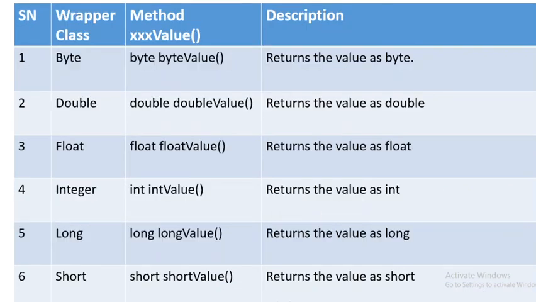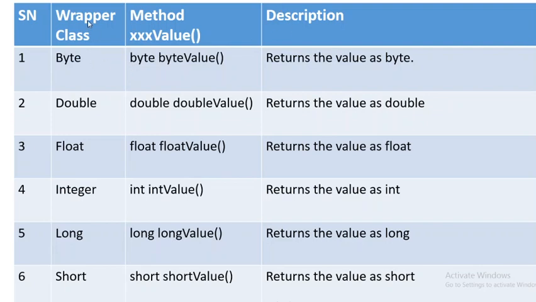So this is again a commonly used method which is available in all the number wrapper classes with very small difference. So this is again a comparative study. So this is wrapper class. Here the method name is given as xxx value, where this triple x stands for the data type. Like this triple x can be replaced by byte, double, short, integer, int, long, like this. And here the description is available.